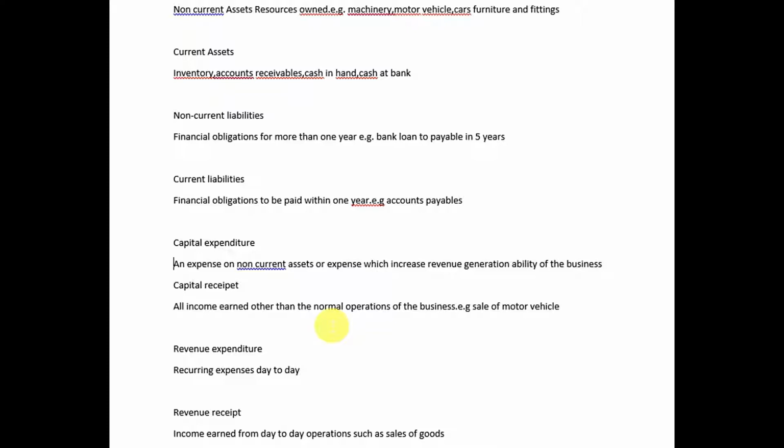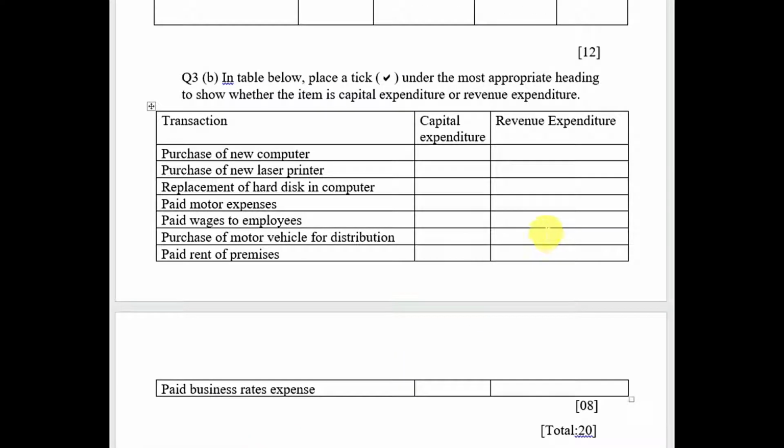Revenue receipt: income earned from day-to-day operations such as sales of goods. Obviously, this is the only example you would encounter in your exams. So now we are doing this. Purchase of new computer, capital expenditure or revenue expenditure? Obviously, it is a non-current asset, so capital expenditure.